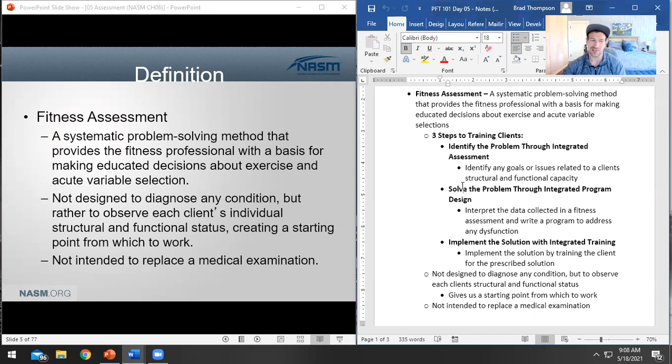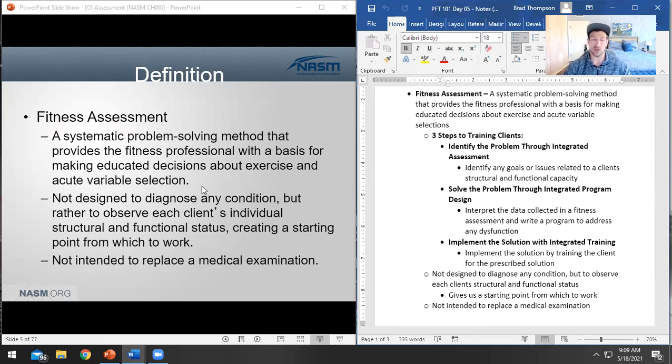The fitness assessment is not designed to diagnose anything ever. Okay, if you ever see the word diagnose, immediately start thinking, no, that's what we're not supposed to do. We are not medical professionals. We are personal trainers. We are fitness professionals. It is not our job to look at someone's blood pressure assessment and say, oh wow, that's hypertension, and then all of a sudden start saying, well, you need to do this and that and all these things that are going to treat hypertension, right?